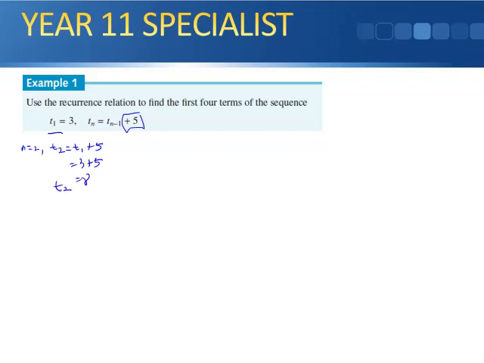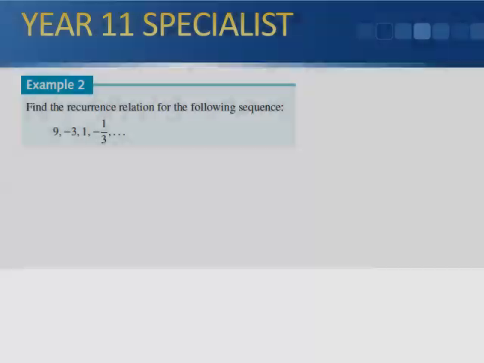I know that this is what's happening. 5 is getting added to it. So t of 3 will be 8 plus 5, 13. t of 4 will equal 13 plus 5, 18. And I can keep going. It says to find the first 4 terms. We had 1, 2, 3, and there's the fourth one.